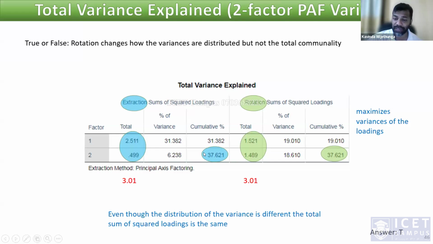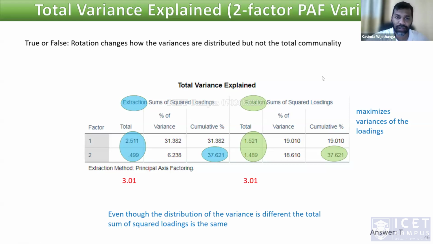But when it goes to the rotation method, you can see here that 19.01% is explained by factor 1. Then for factor 2 it comes to 18.061, so it's quite similar. So that's why we can use this rotation method. Because of this, we can reduce what is explained too much by one factor and move to a better solution.